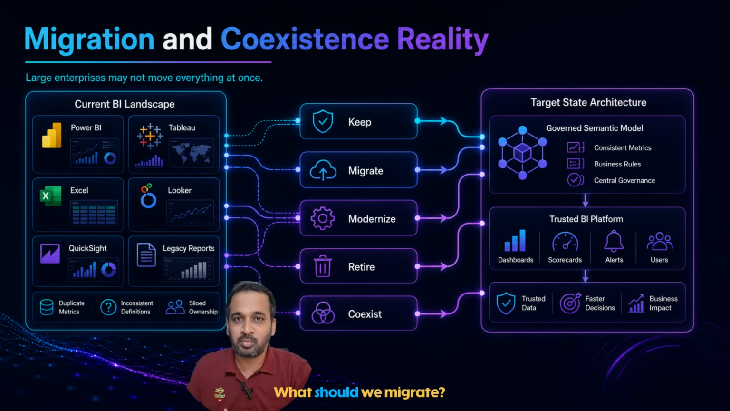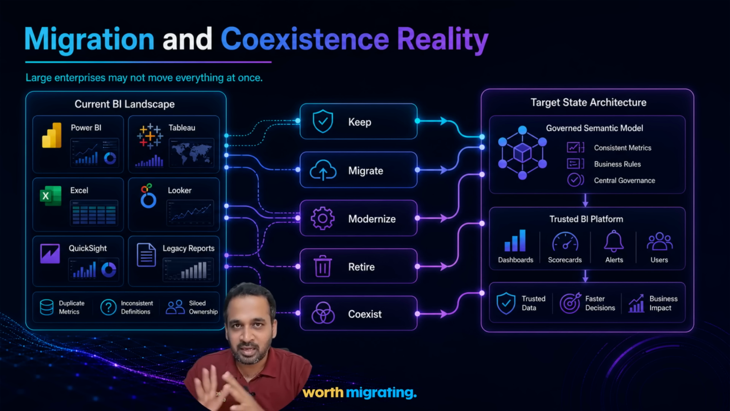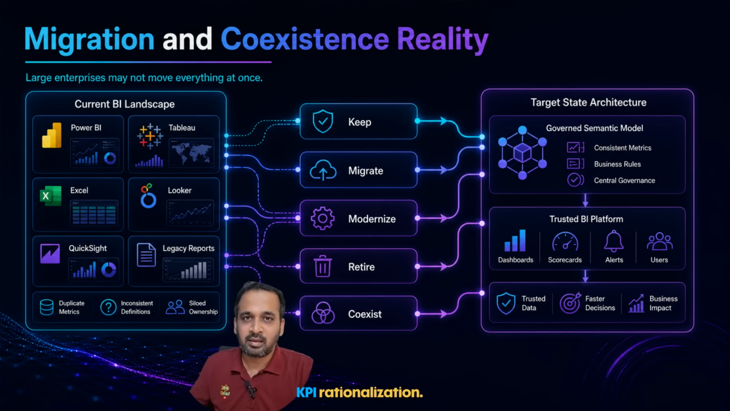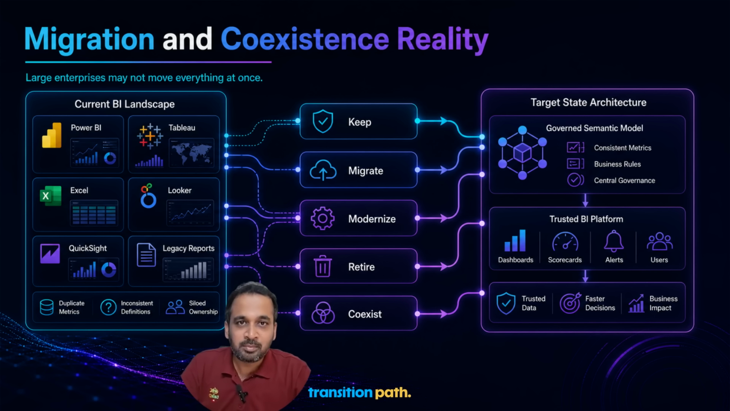What should we keep? What should we migrate? What should we modernize? What should we retire? What should coexist? Not every report is worth migrating. Some reports are old, some are unused, some have duplicate logic. Some should be rebuilt properly using certified semantic models. Some should be retired. So BI tool strategy should include assessment, usage analysis, content inventory, data source mapping, KPI rationalization, migration effort, user adoption impact. This is where enterprise architecture becomes practical. We are not just choosing a tool, we are designing a transition path.